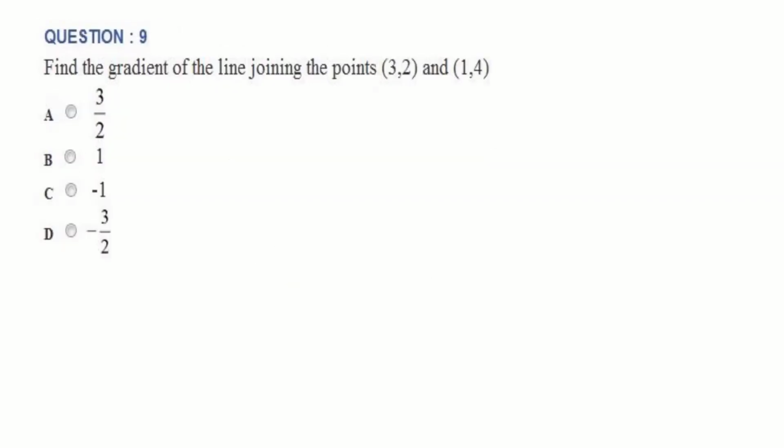Find the gradient of the line joining the points (3, 2) and (1, 4). We have the points (3, 2) and (1, 4). So one best way to approach this question is to label our points. So here you have x1, y1, x2, y2.